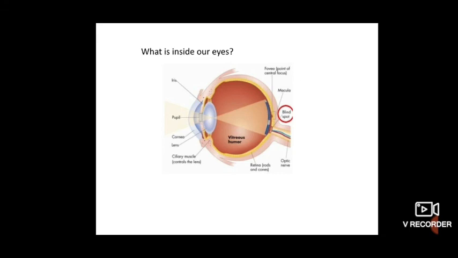There are two kinds of cells. Cones are the ones which are sensitive to bright light, and rods are sensitive to dim light. And besides, cones sense color.